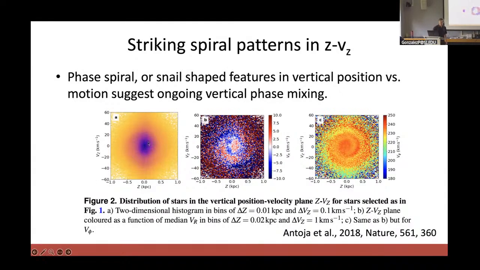There's this faint spiral pattern that goes up and down around. In the velocity, there's something in there. But if you then paint this image by azimuthal velocity, it really pops out into the striking spiral pattern. And this is some indication of incomplete vertical phase mixing. So again, something has made the galactic disk ripple, and they're all mixing back towards the equilibrium state.